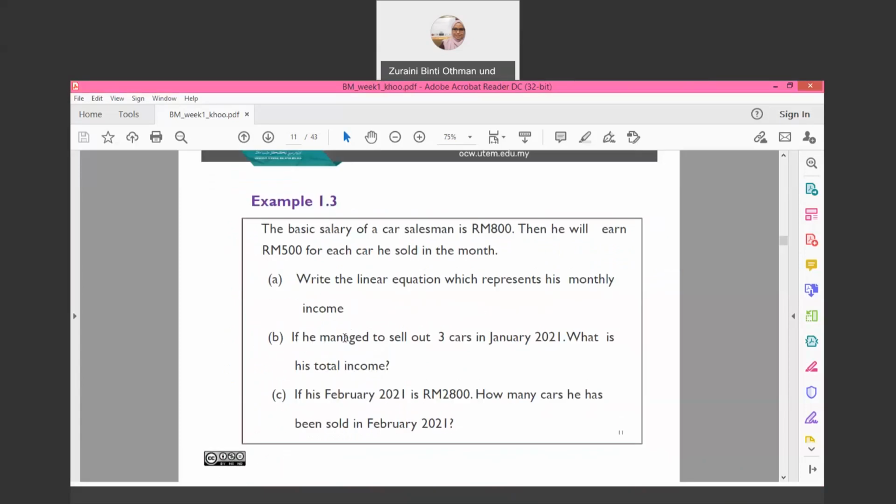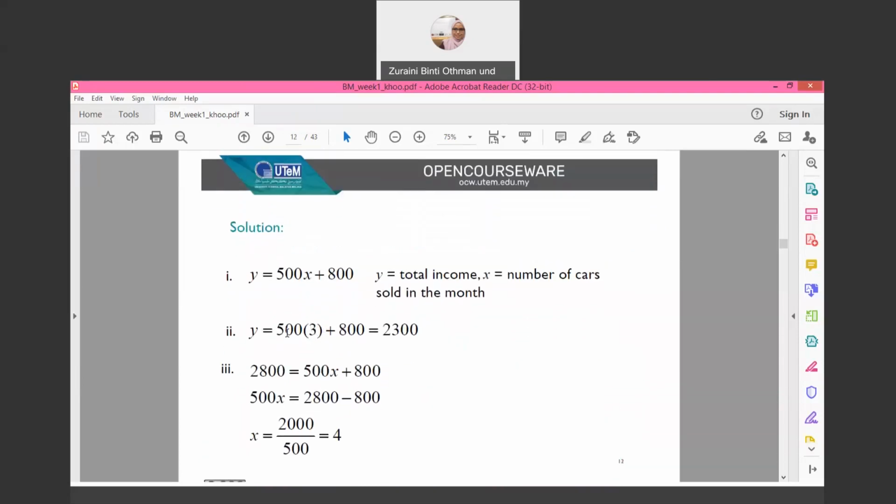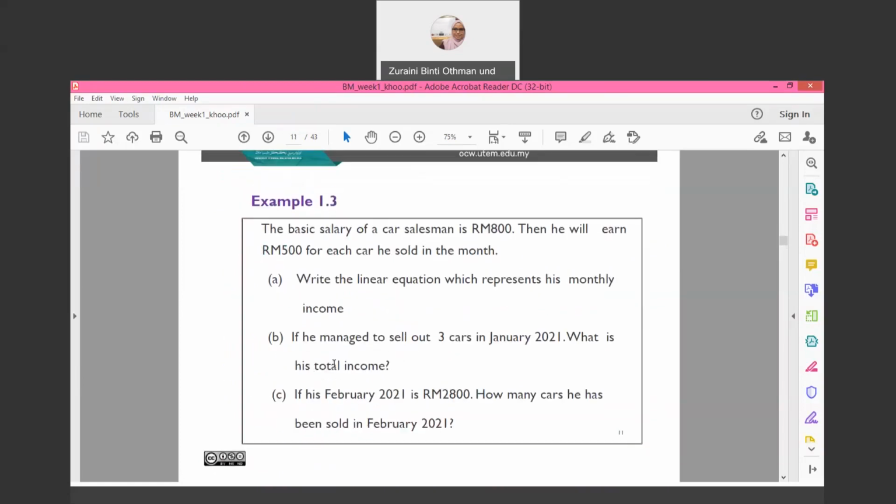Question B is, if he managed to sell 3 cars in January, what is his total income? Managed to sell out 3 cars, meaning that our X here is 3. So times 500 times 3 plus 800, it becomes 2,300.